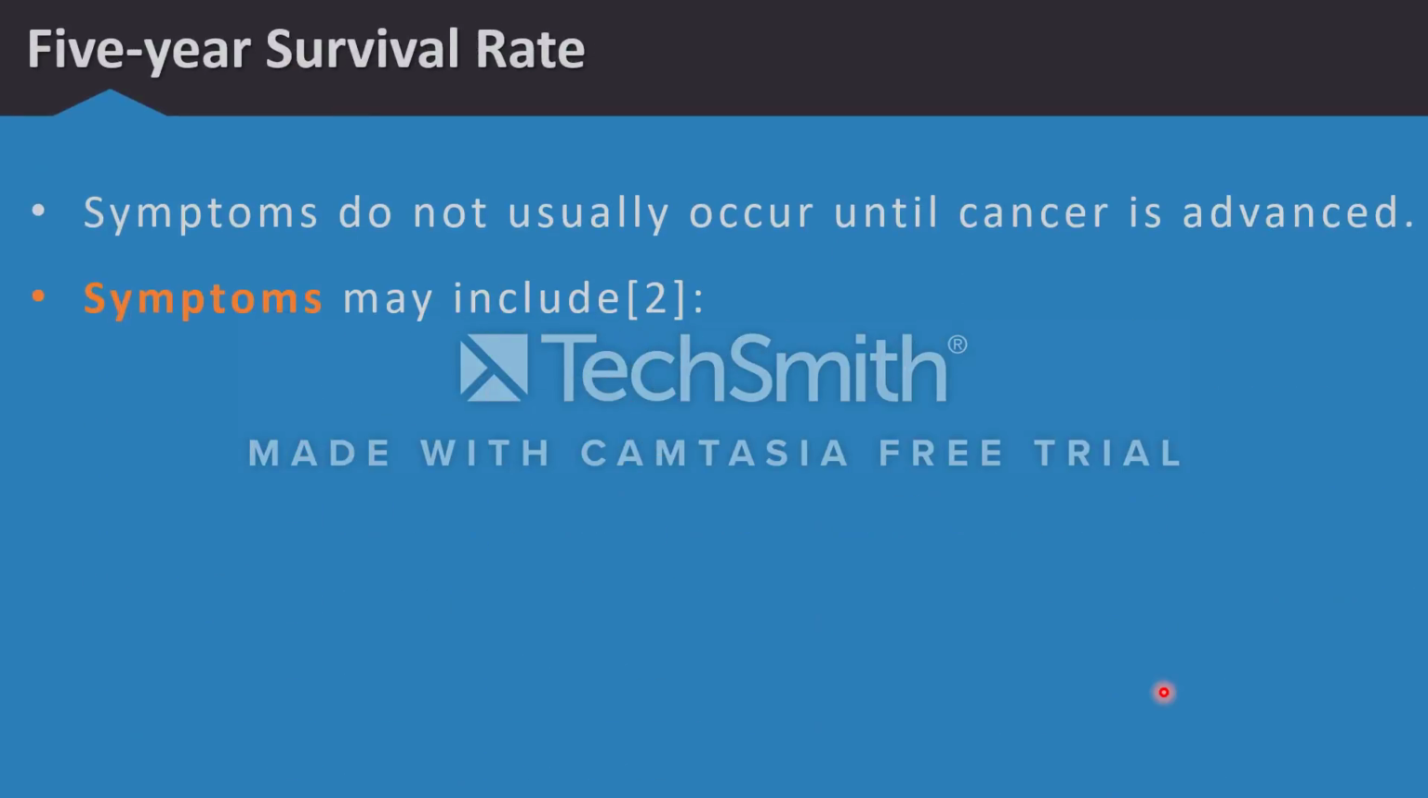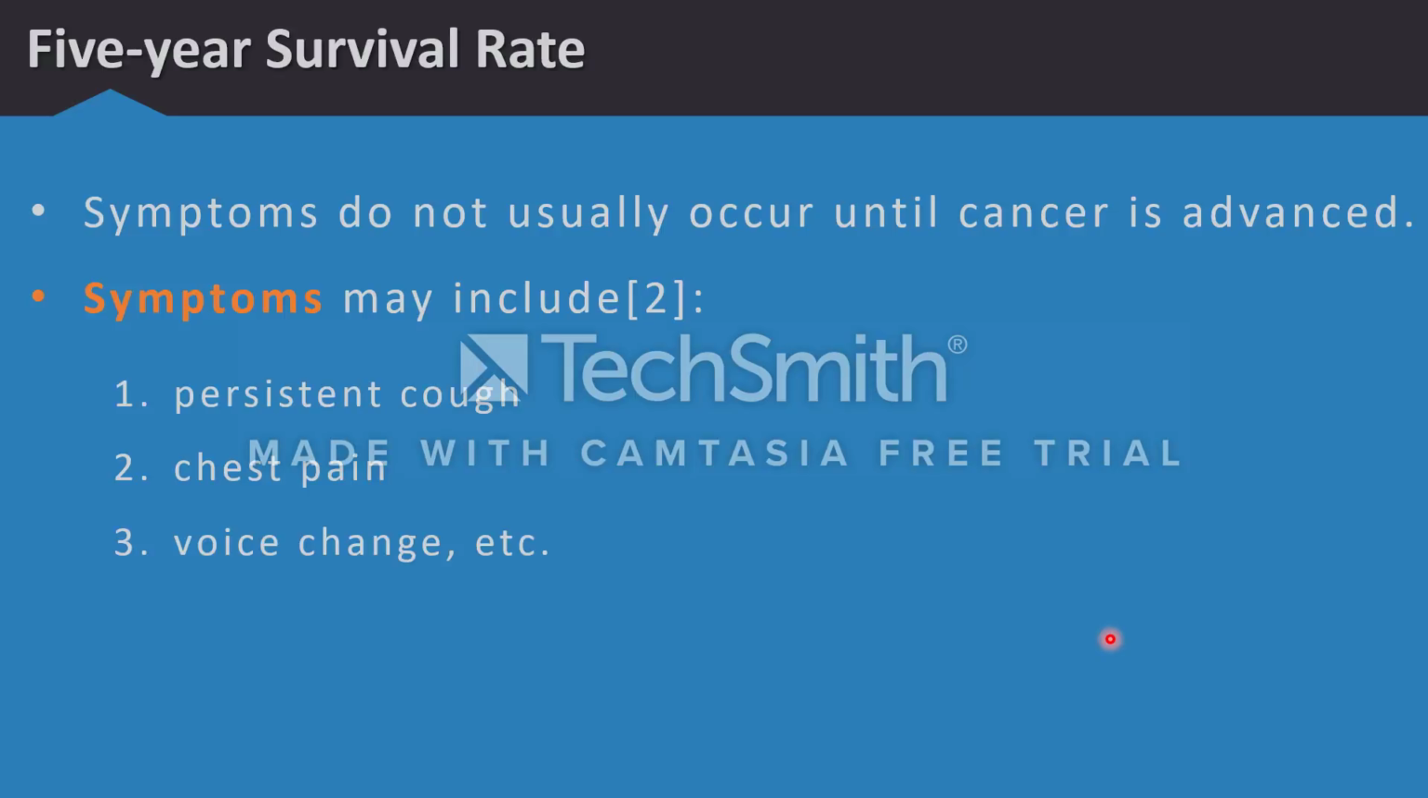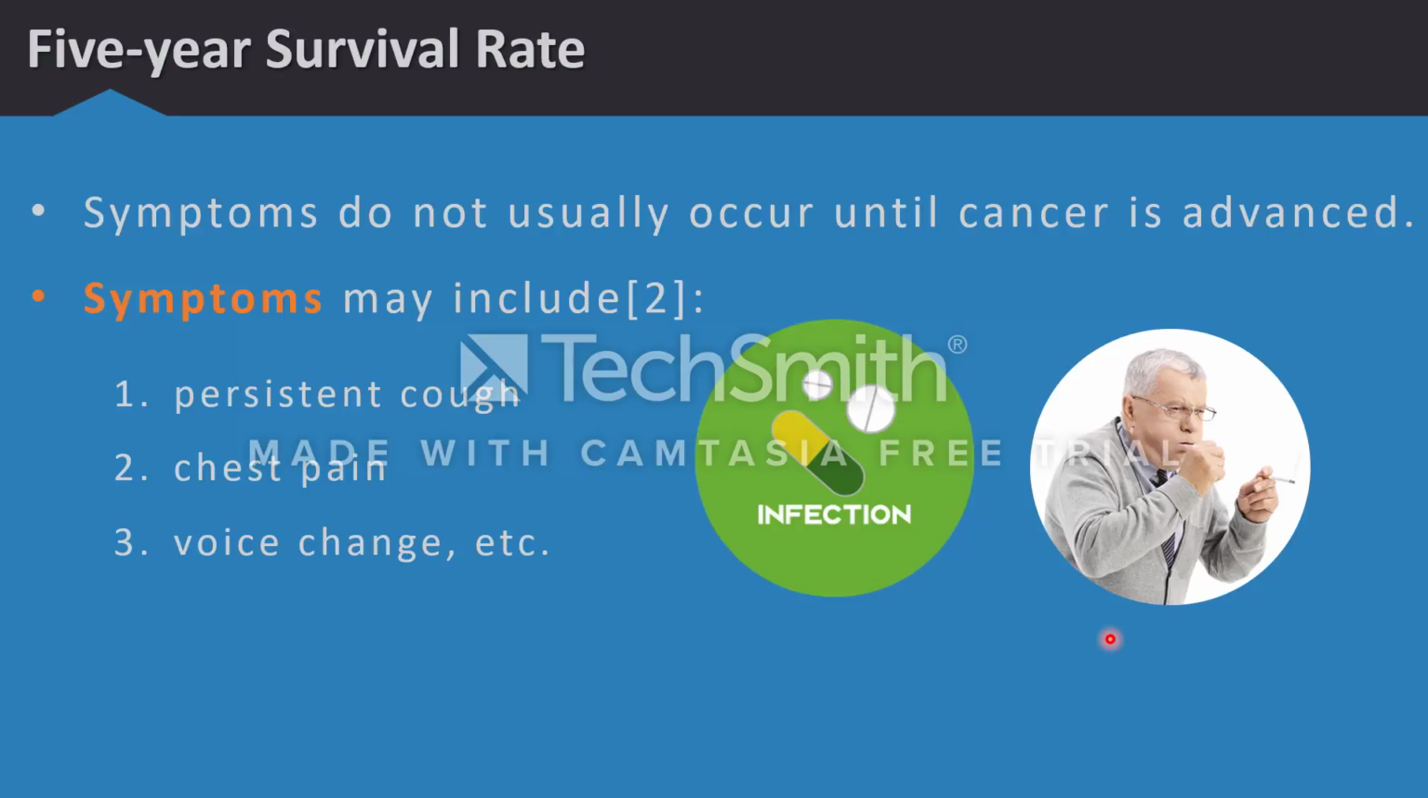The reason that most cases are diagnosed at distant stage is that lungs have very few pain receptors, so they don't typically process pain. Usually, symptoms of lung cancer don't appear until the disease has already spread to other organs, and the symptoms may include persistent cough, chest pain, voice change, and so on. Even if lung cancer does cause symptoms, many people may mistake them for other problems, such as an infection or long-term effects from smoking. This may delay the diagnosis.